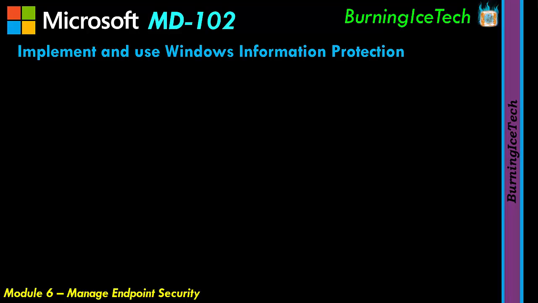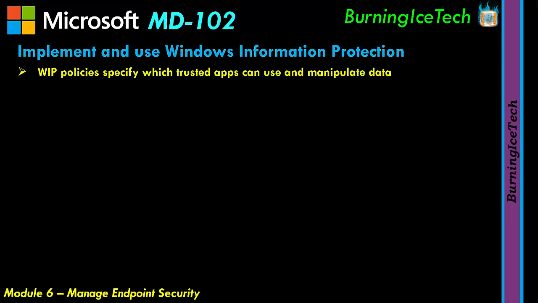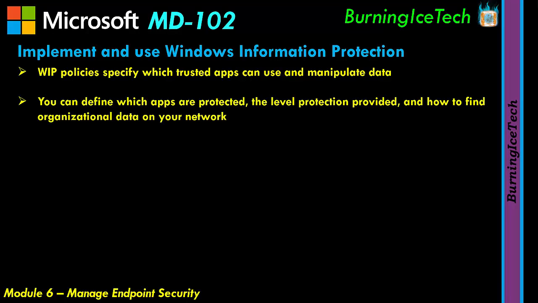Alright folks, so when you use Windows Information Protection, organizational data that you download to your local hard drive, or that you open on your local hard drive, is automatically encrypted. Encryption, as you can imagine, protects the file data and associates the data with your enterprise identity. WIP policies then specify which trusted apps can use and manipulate that data. You can define which apps are protected, the level of protection provided, and how to find organizational data on your network.